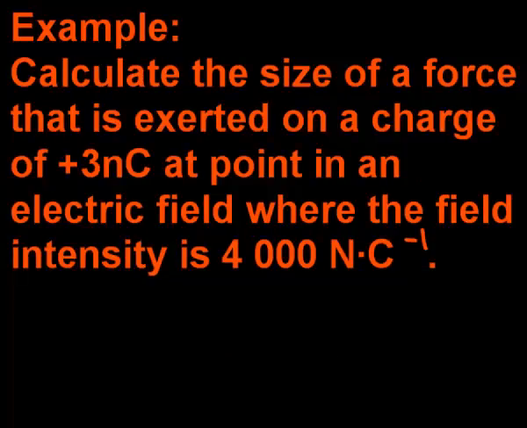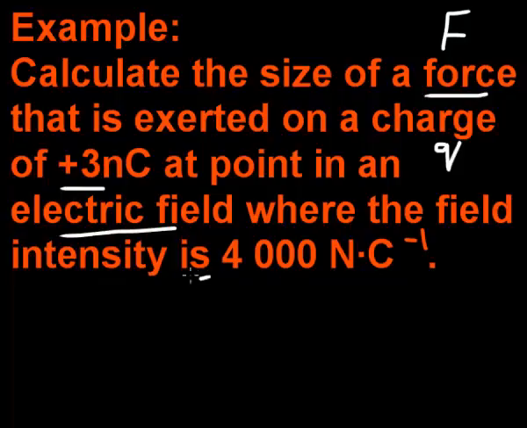First off, they ask us to calculate the size of a force that's exerted on a charge of positive 3 nanocoulombs at a point in an electric field where the field intensity is 4,000 newtons per coulomb. So they want us to calculate the force, that means F, and they've given us the charge, which we're going to be using as a small letter q according to my formula. We'll just copy and paste it as it is in the formula, and they've given us the electric field intensity, that means our capital letter E. So we'll use capital letter E is equal to force divided by the charge.